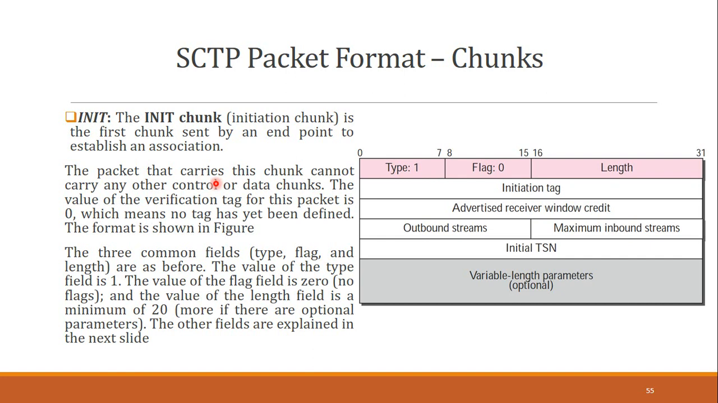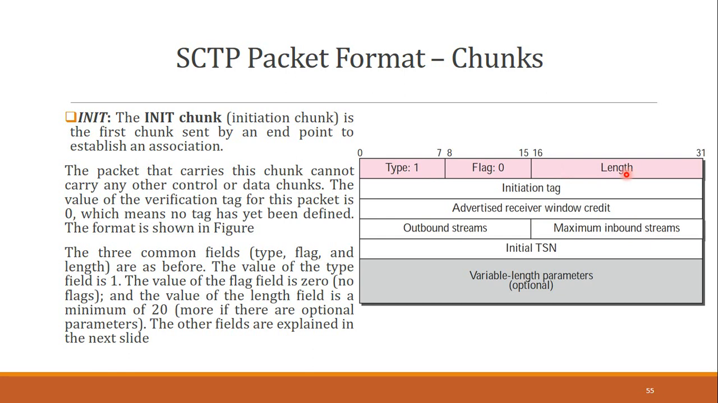The three common fields, that is the type, flag, and length, are as before. The value of the type field is 1, the value of the flag field is 0, and the value of the length field is a minimum of 20, more if there are optional parameters. The other fields are explained below.